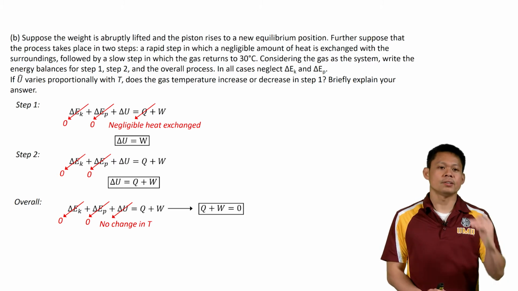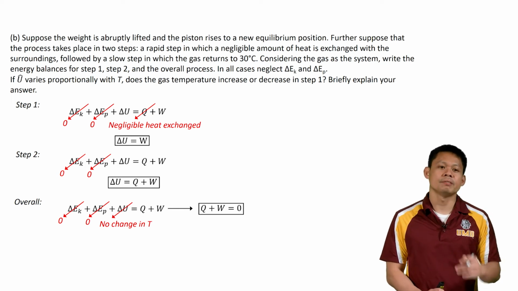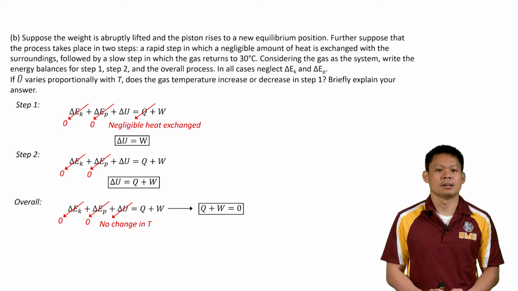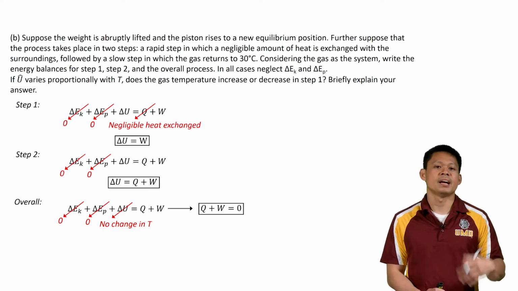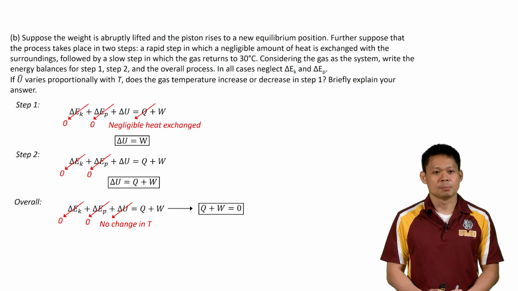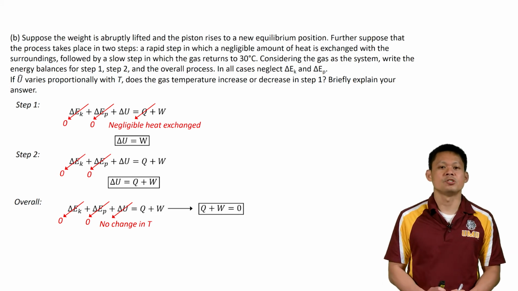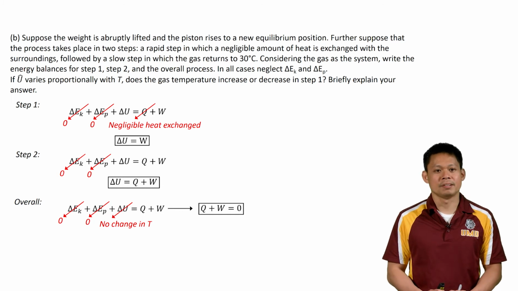All right, now let's look at that last line in the question for part B. If U hat varies proportionally with T, so we haven't talked about U hat yet, this idea of hat is our specific internal energy. So it is essentially the internal energy per mass of the system or per mole of the system. If we are given that the specific internal energy varies proportionally with T, does the gas temperature increase or decrease in step 1? And we want to briefly explain that answer.